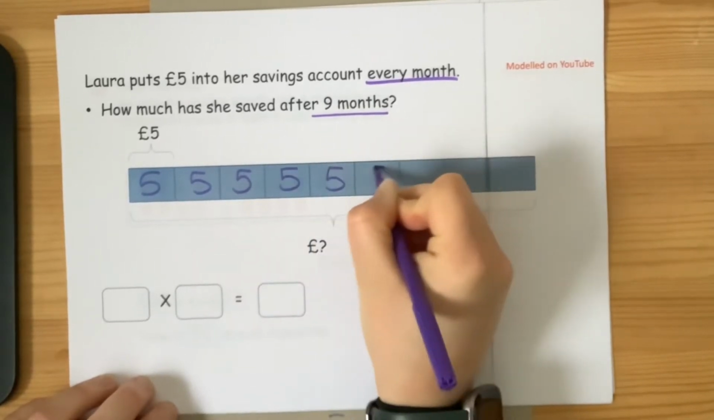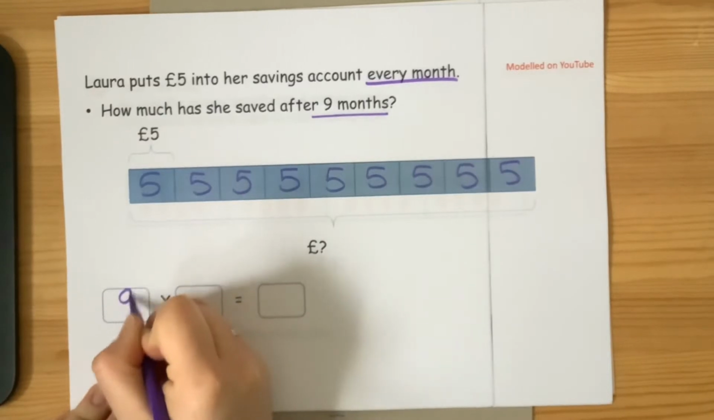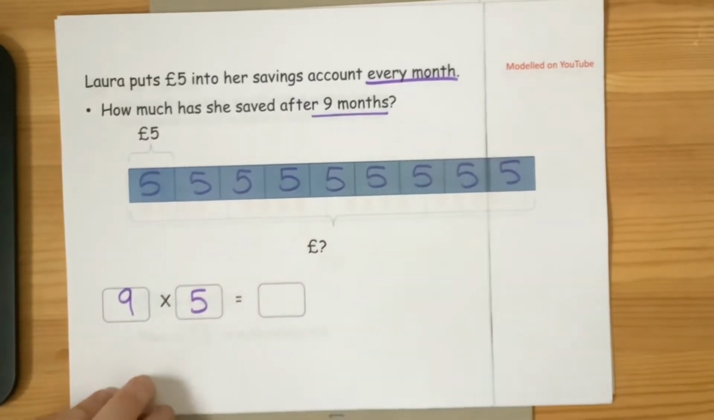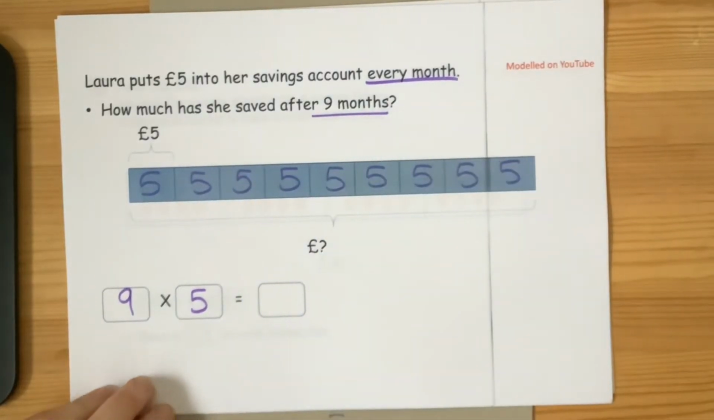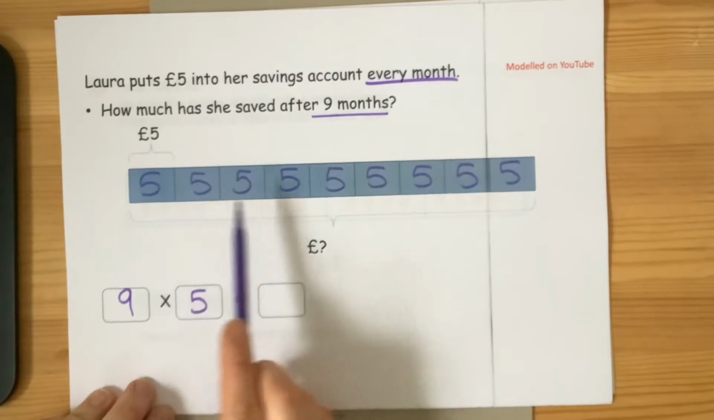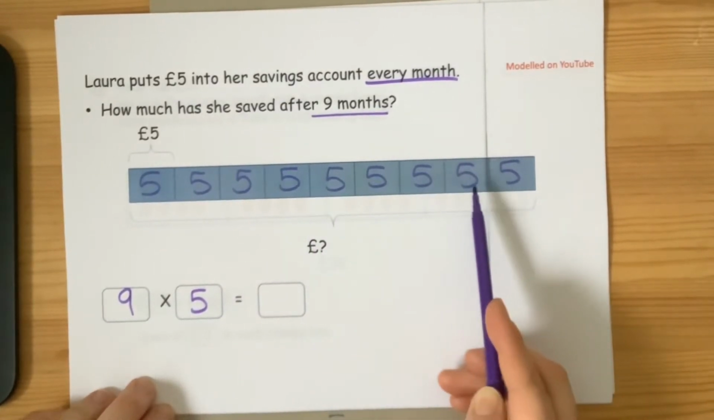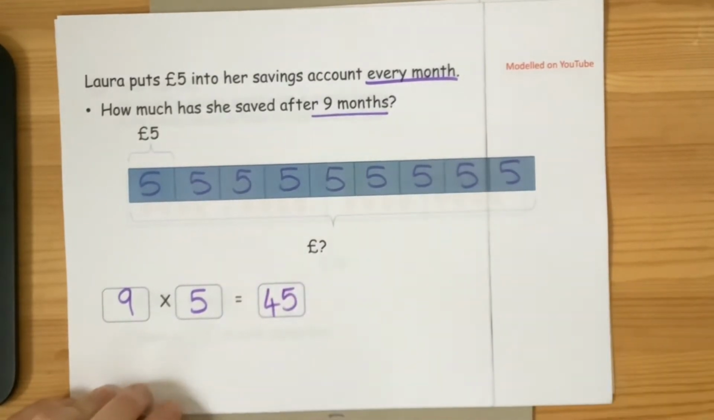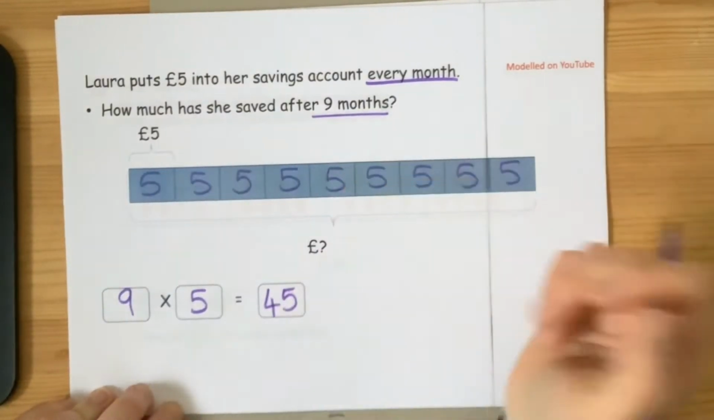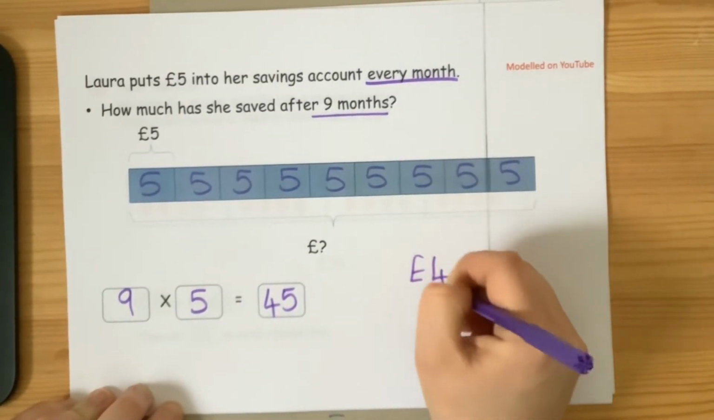So my number sentence then is 9 groups of 5, or 9 lots of 5. Now I can use skip counting to count up in 5s to find the answer. 5, 10, 15, 20, 25, 30, 35, 40, 45. I know that 9 times 5 is 45. So how much has she saved? After 9 months, she has saved £45.